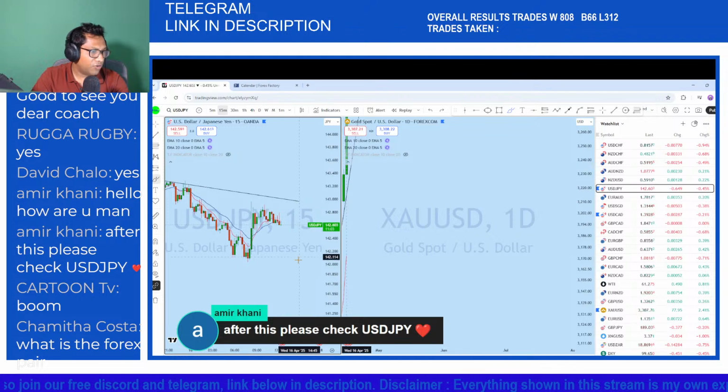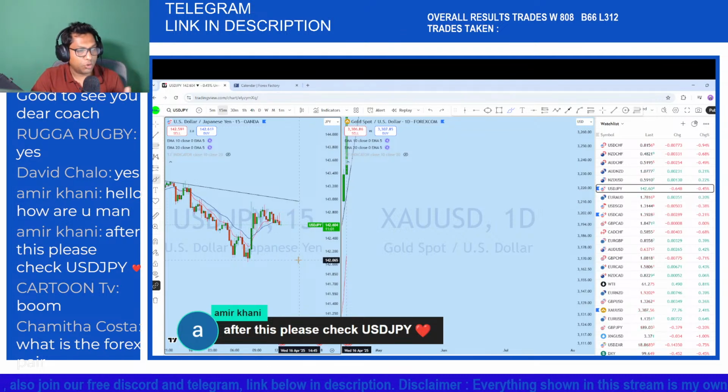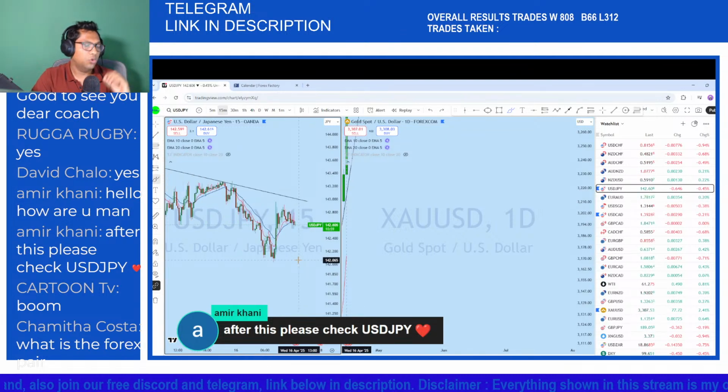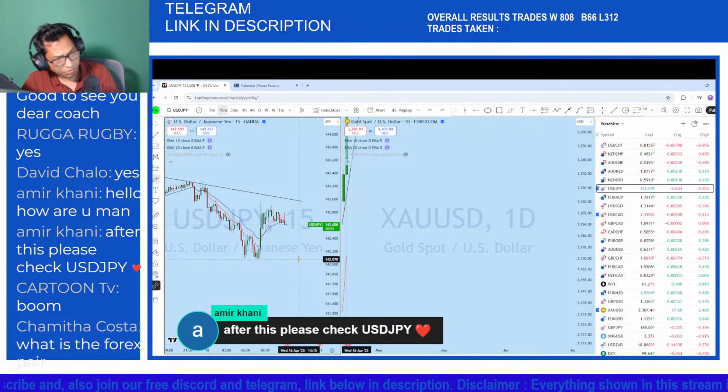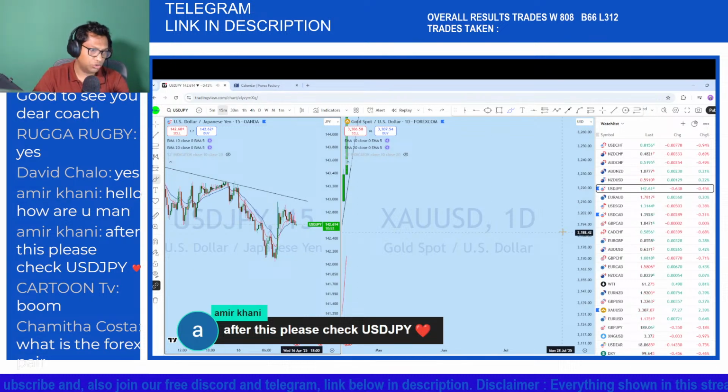What we can expect is for the price to potentially keep pushing down to create a new lower low in this market. So dollar yen is in a bearish price action. We could see the price continue to drop here.